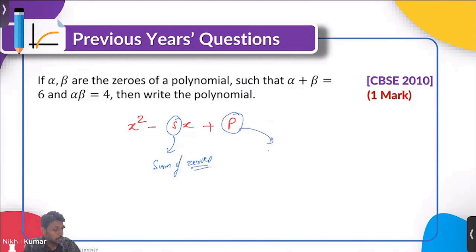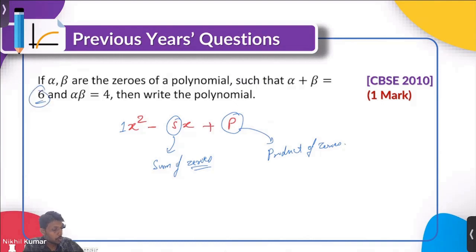P is the product of zeros. Both of these quantities are known to us. Remember, this works when the coefficient of x square is 1. The sum of zeros is 6, it's given to us.